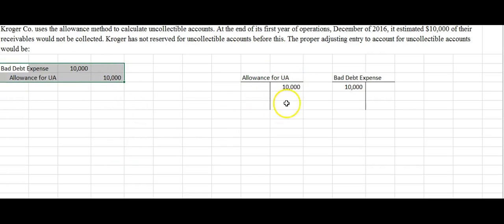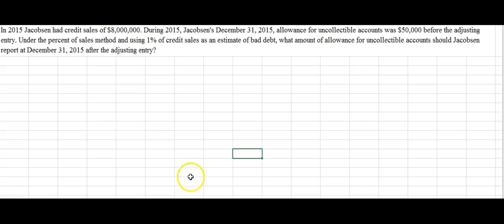And you can see how it affects each account. This is an income statement account. You're going to recognize expense of $10,000, and you will have your allowance of $10,000 here. Okay. Next example. Let's try to do this fairly quick.